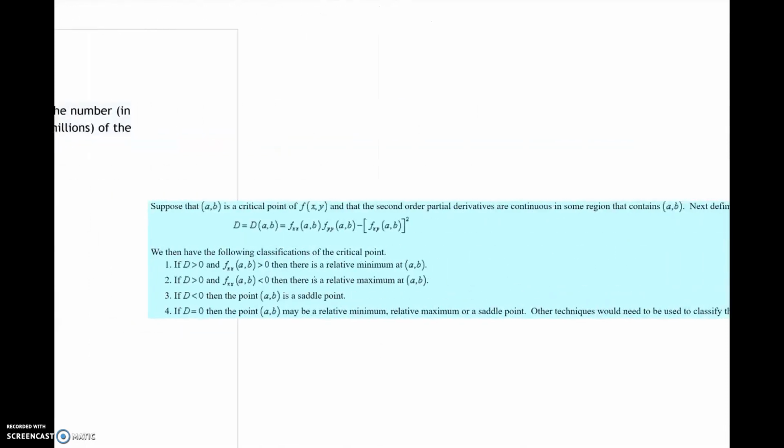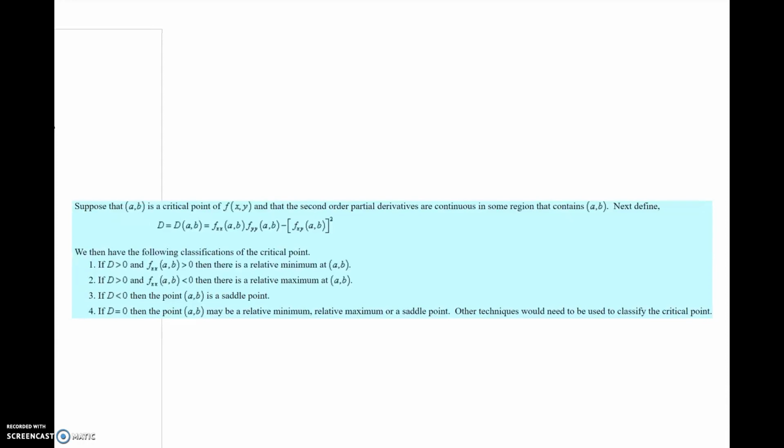Now, if you haven't seen the d-test before, you may want to freeze it so you can read through it a little bit more. The d-test is going to require you to get the second partial derivatives to get this value of d here. And then once you have this value of d, you can use that to identify whether the critical point of your function is a minimum, a maximum, a saddle point, or sometimes you might get no information.